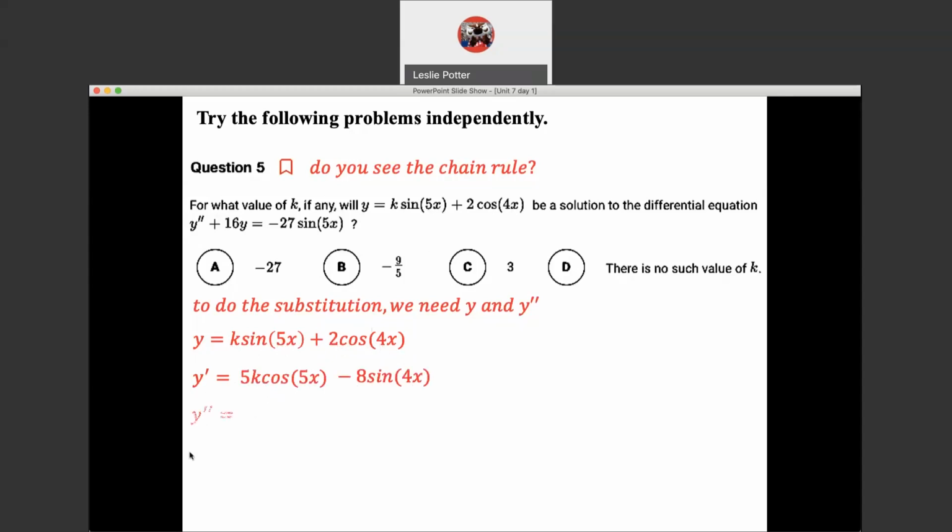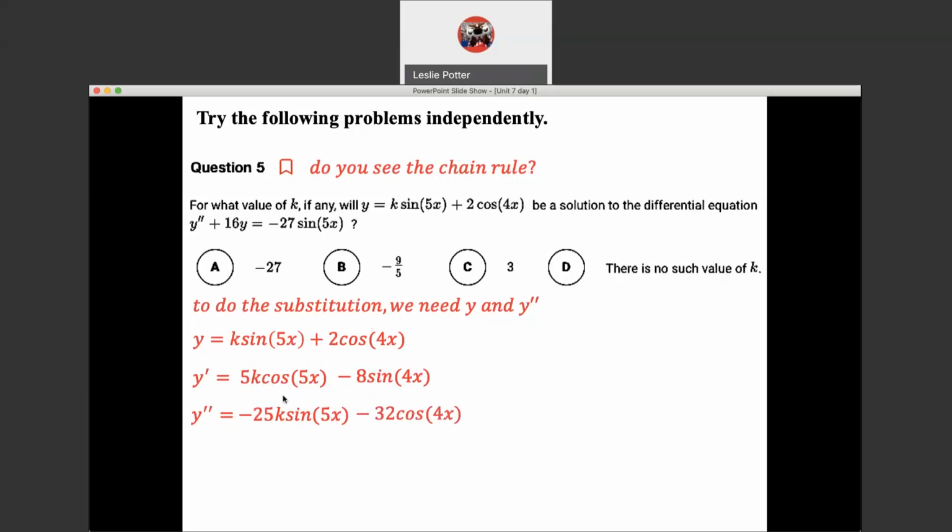And now we need to differentiate again. So another chain rule again. The derivative of this is going to be negative 5k sine 5x times 5. So negative 5k times 5 is negative 25k sine 5x. And then differentiating this is going to be negative 8 cosine 4x times 4. So negative 8 times 4 is negative 32 cosine 4x.